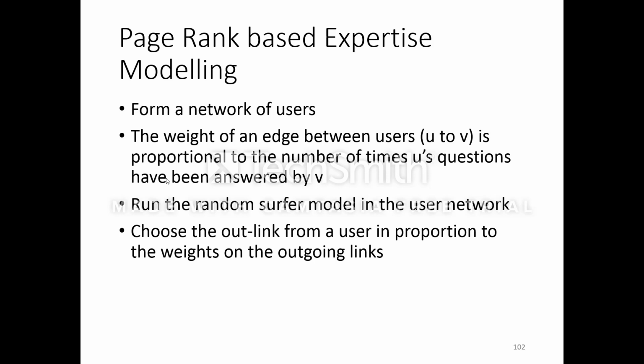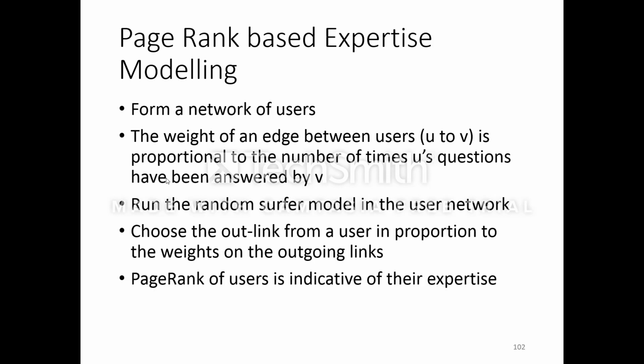We are replacing web pages in PageRank by users, right? And the links between users are based on the asker-answerer relationship between users. And the PageRank of users is indicative of their expertise. So you simply apply the PageRank algorithm on the user network that is formed by this answerer-asker relationship, and you finally get some PageRank, which is indicative of their expertise.